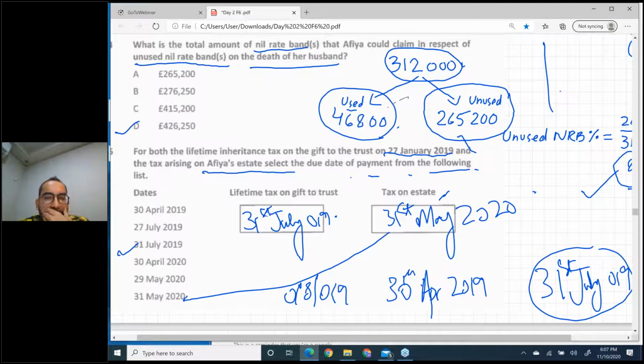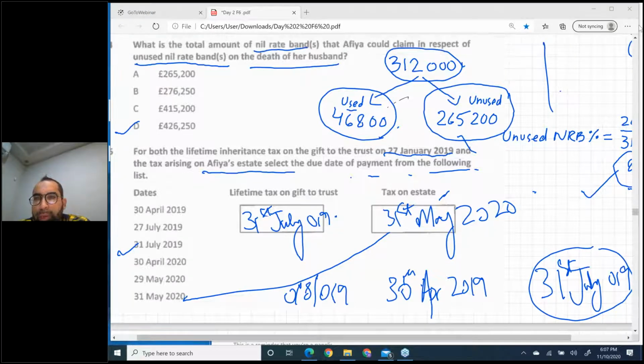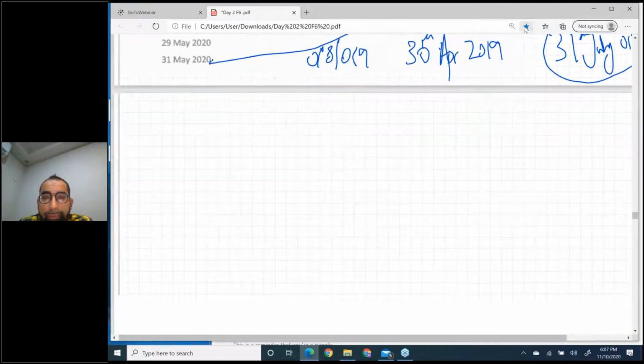Okay, so that's the end of our IHT, and now we are moving towards value added tax. Be very active. Value added tax is also very important and a very logical theoretical area. Logical theories are there in that topic.